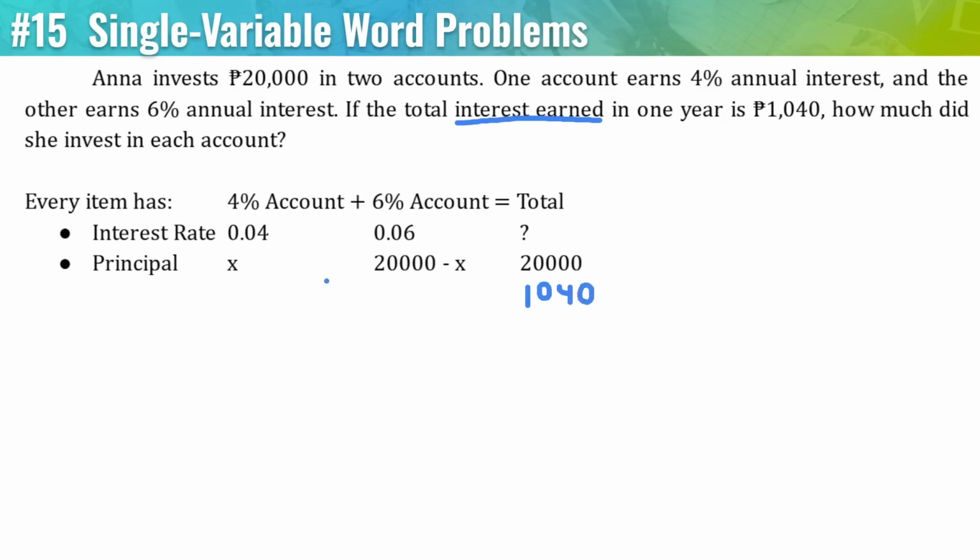The interest earned for each account is going to be the interest rate times its principal. So that will be our representation. We have 0.04x plus 0.06 times the value of, sorry, this is a typo. It should be 20,000 minus x.